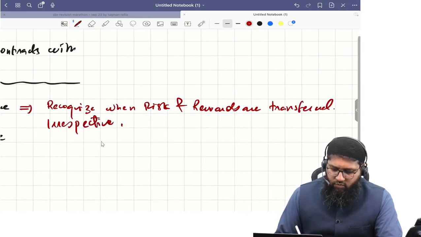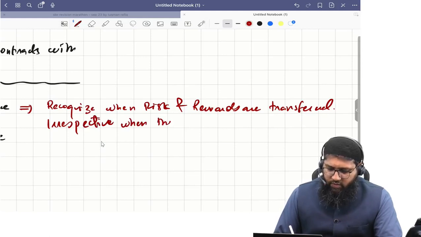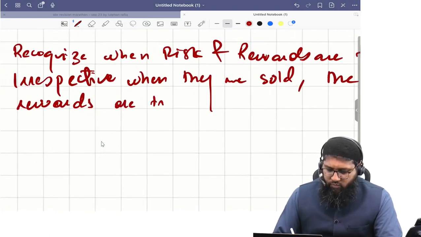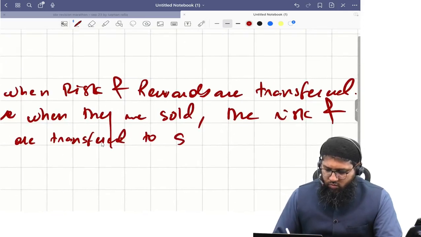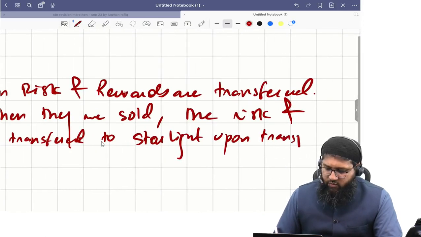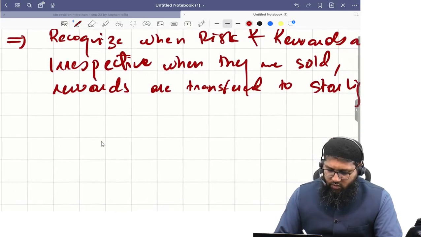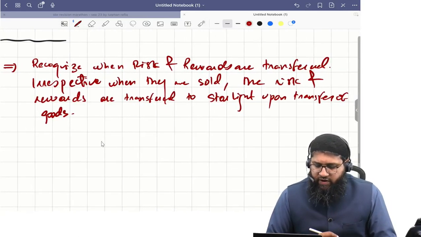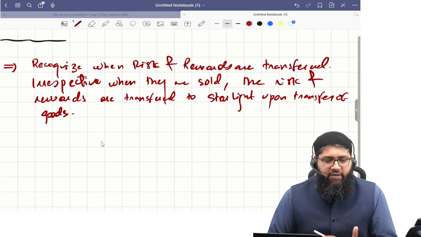Irrespective of when they are sold, the risk and rewards are transferred to Starlight upon transfer of goods. You got to recognize when risk and rewards are transferred. That's something that you have to understand.